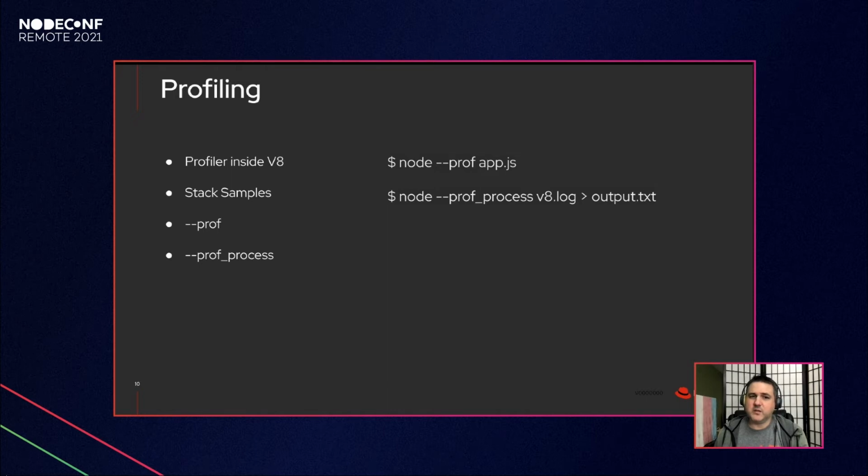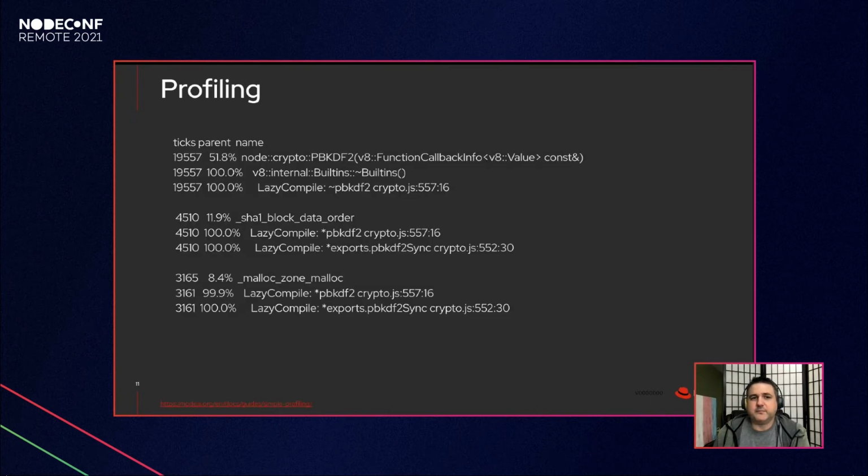This can be done on the command line while running your application using the prof flag. This will produce a log file that needs to be processed in order to become useful to look at. It can be processed with the prof_process flag. This is just a sample of a section of what that log output could be. For this particular application, we can see that there is a node crypto function that seems to be taking up a lot of time. With that knowledge, you could go back into your application code and pinpoint what is happening and make the necessary adjustments.